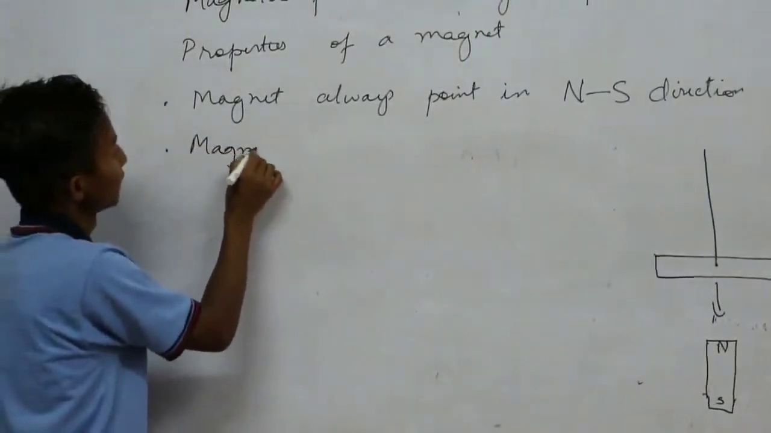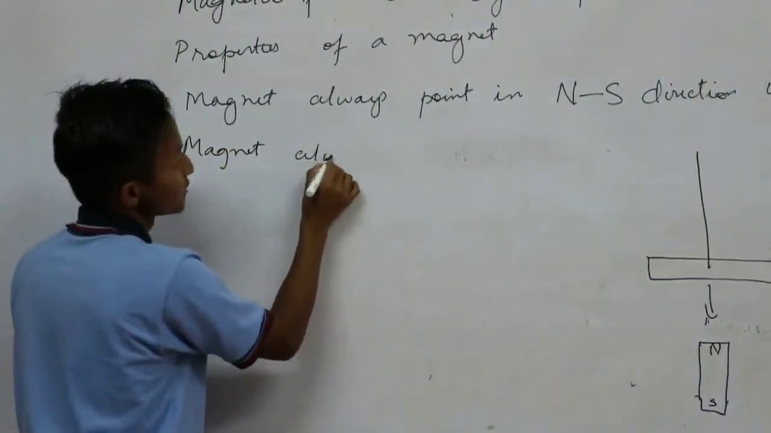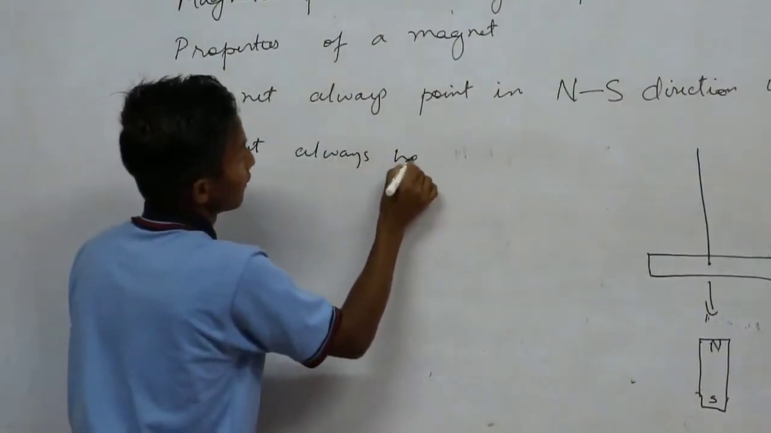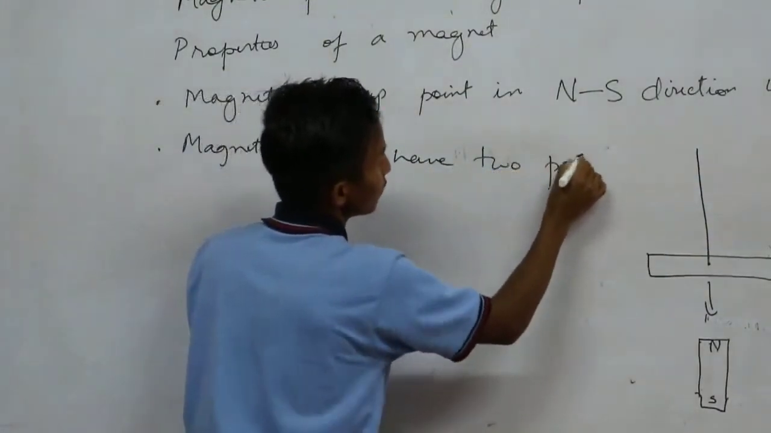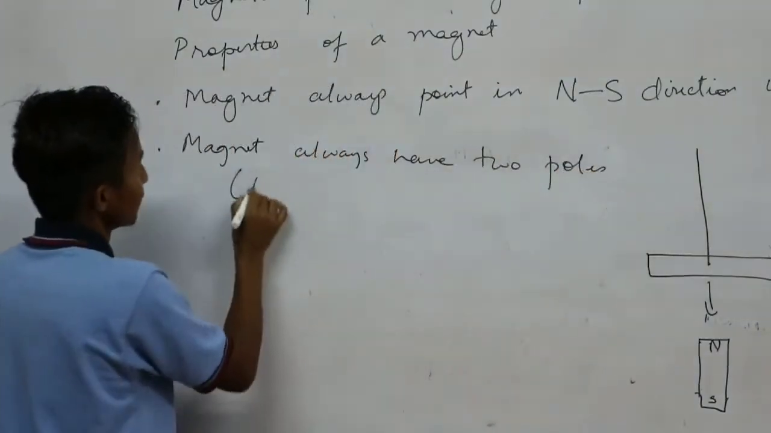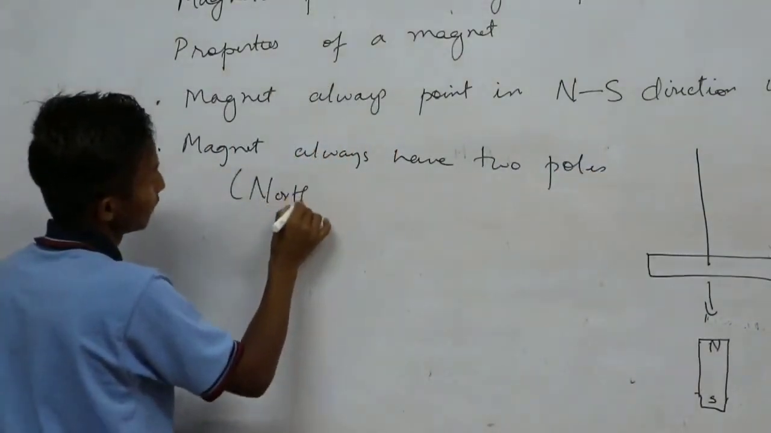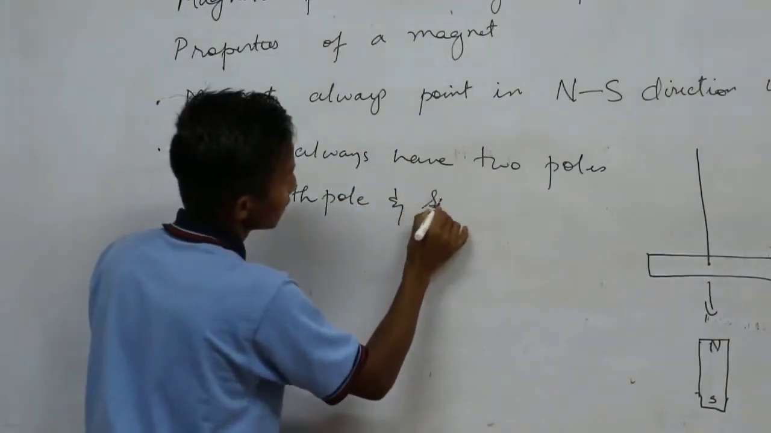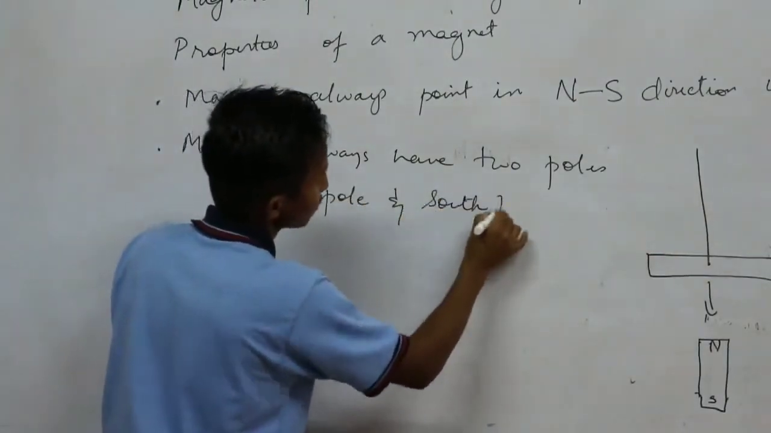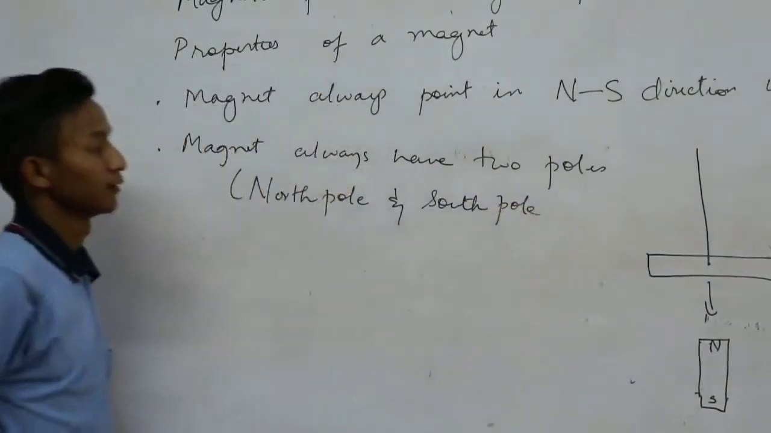Magnets always have two poles, north pole and south pole. Right?